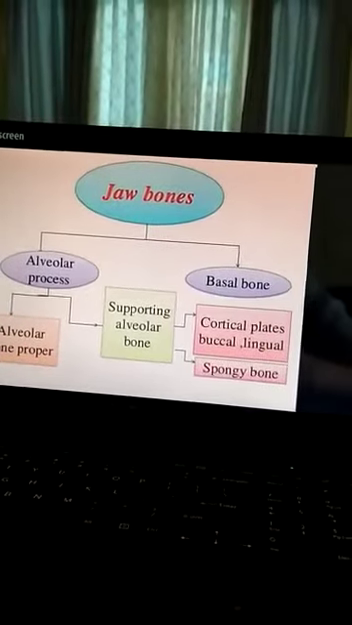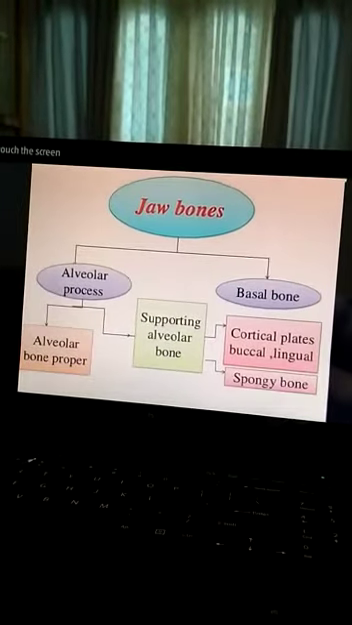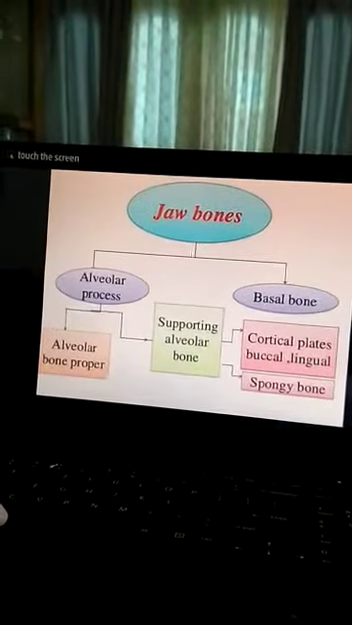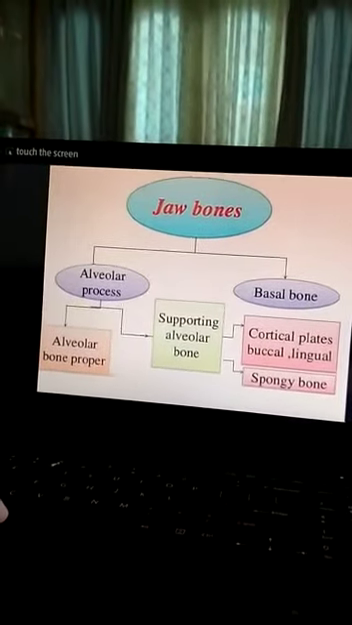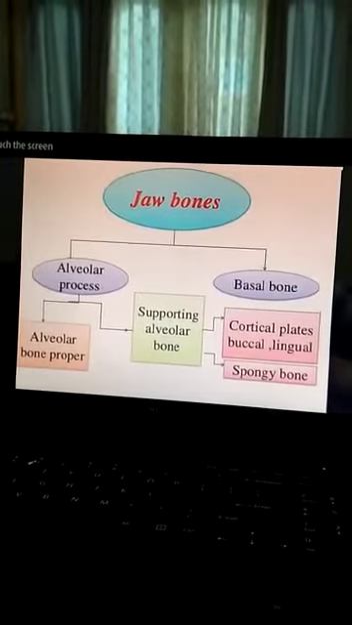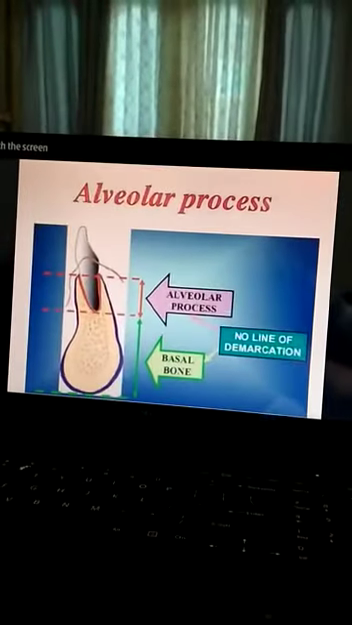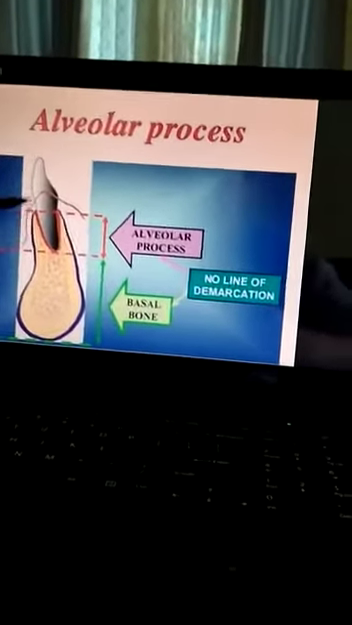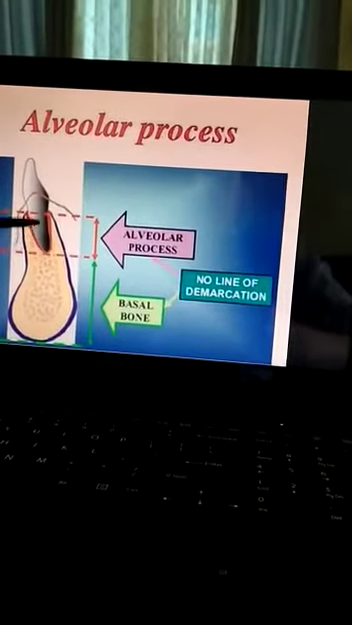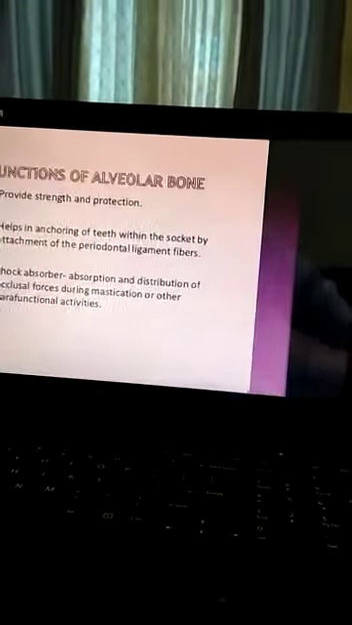The jawbone is divided into alveolar process and basal bone. The alveolar process is further divided into alveolar bone proper and the supporting alveolar bone. The supporting alveolar bone is further classified into cortical plates, buccal and lingual, and spongy bone. Here in this diagram you can see this portion is called alveolar process, and below the alveolar process this portion is called basal bone.